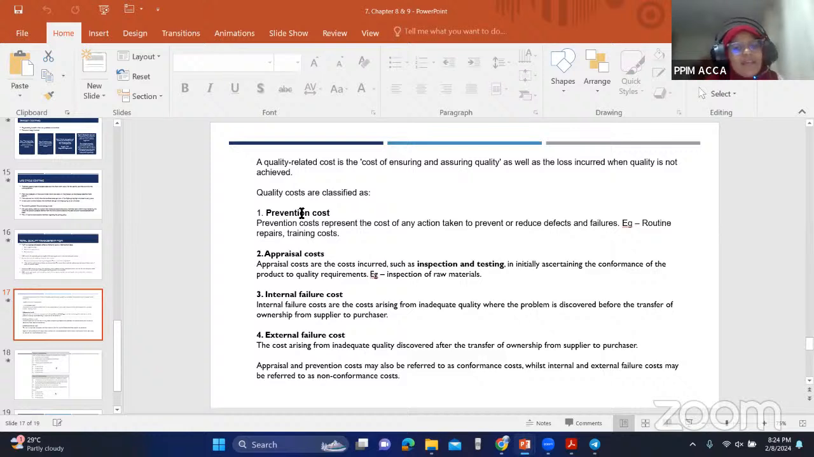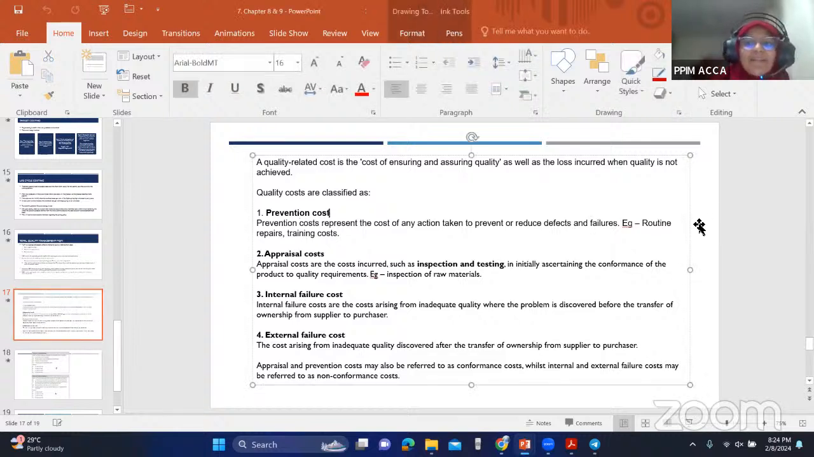So prevention means basically the cost that you incur to make sure that nothing goes wrong. Okay, so make sure that the quality of your product doesn't drop. So before the quality has dropped, you're taking some precaution. So examples are routine repairs or training cost. You're training your employee beforehand, so when he makes the product, he won't make a product of low quality. Routine repair, you're making sure that the machines are working well, you're oiling them, all of those things. So making sure that even before production starts, the chances of the quality dropping are less. That is the prevention cost.